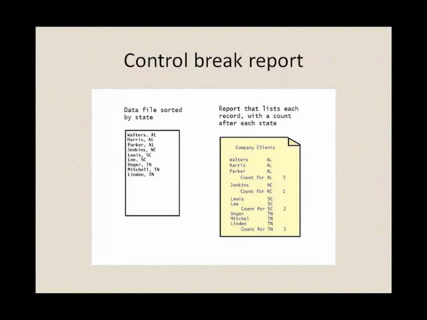Here's a report that you might want to create from this data file. It has a heading, Company Clients, and then it lists all the clients in Alabama. Then there's a count for the number of Alabama residents. Then it lists the resident from North Carolina and a count, the two from South Carolina and their count, and finally the last three from Tennessee and their count.